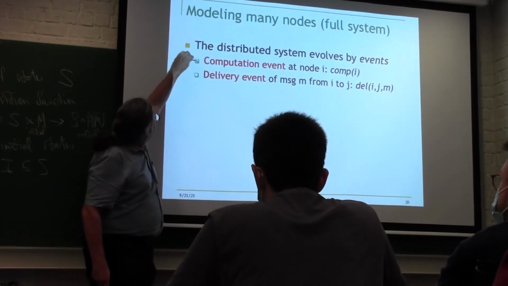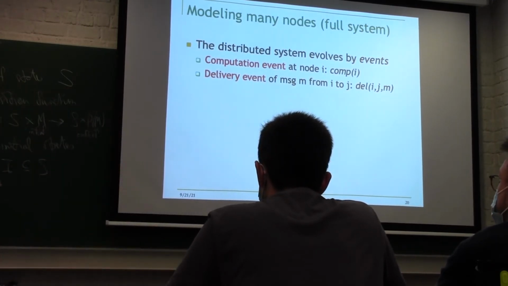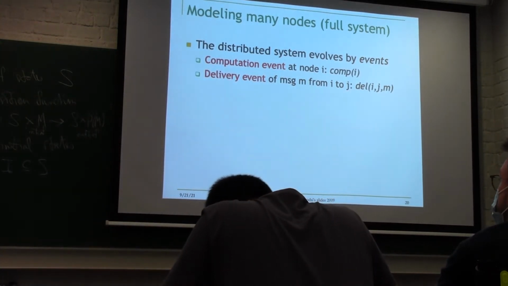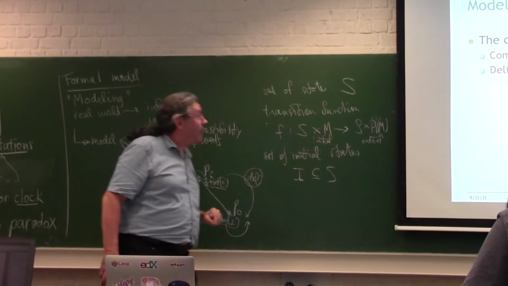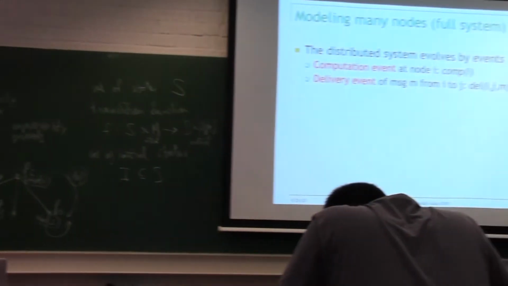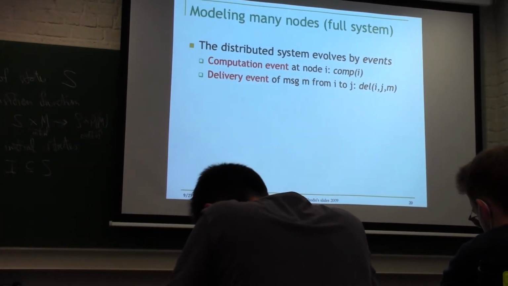I already showed you the computation event. This is the local transition according to the function f. The delivery event is the magic transition of a message from the out buff to the in buff. It's a single event, and in the semantics of the model, it's a pure instantaneous atomic transition. That's how we model time: a sequence of configurations separated by these two kinds of events.